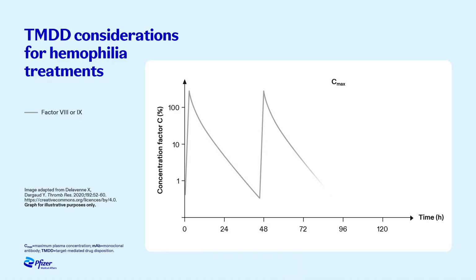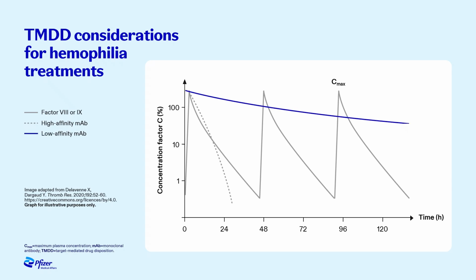Factor replacement therapies and certain monoclonal antibodies are rapidly eliminated and therefore require more frequent dosing to maintain large concentrations. mAbs with higher affinity binding exhibit a more pronounced TMDD and show a steep decline. mAbs with a lower binding affinity show a lesser degree of TMDD due to drug modifications made to overcome TMDD, therefore exhibiting a slower decline.